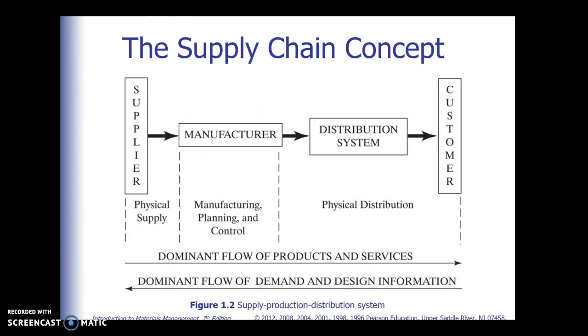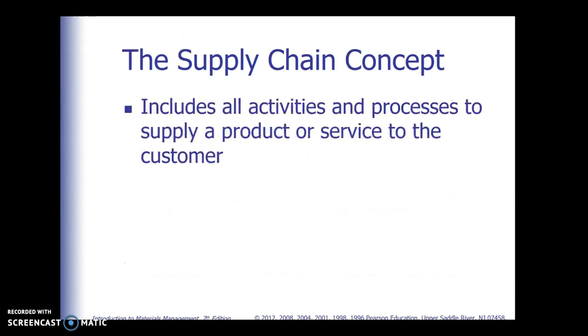Well, because it's all part of the supply chain concept. When you look at the supply chain concept, you've got your physical supply, your manufacturing planning and control, and your physical distribution. But look at the dominant flow. Look at that arrow. It begins and it starts right back again. It's like a cycle. Even though it's not circling, those arrows do signify a circular motion of going back to the very beginning. When you think about that, that's the supply chain concept.